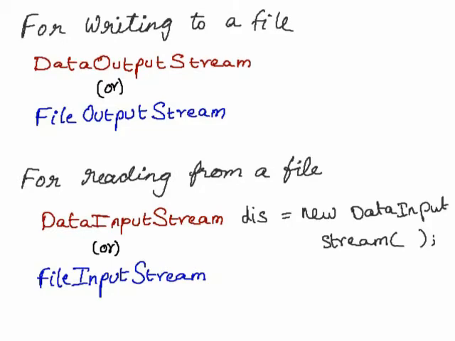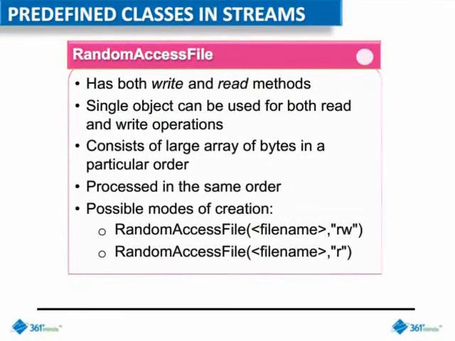But the random access file acts different. You just have to create one object for both writing and reading. It's just a single object that's been created, wherein with that single object maybe you can use the read or the println method to read or write in a file. And it consists of a large array of bytes wherein whatever you type from your keyboard is stored and accessed in the same way that it was typed.